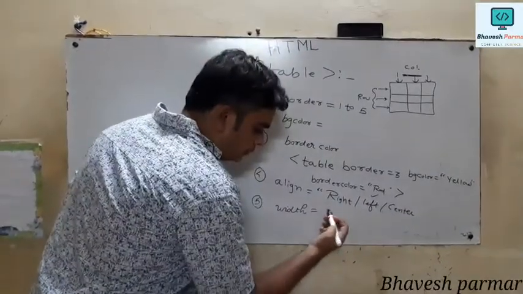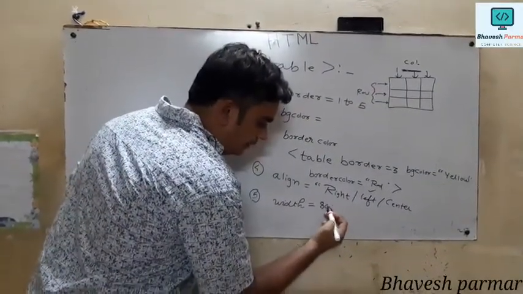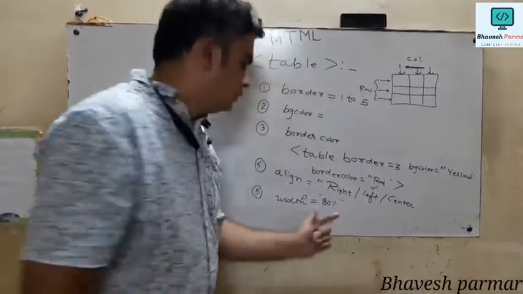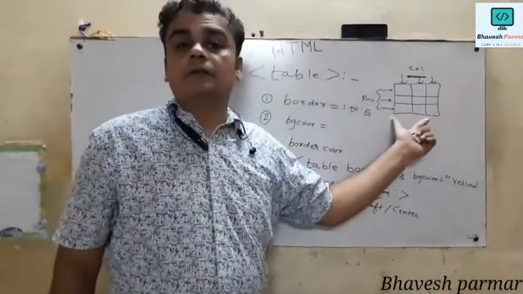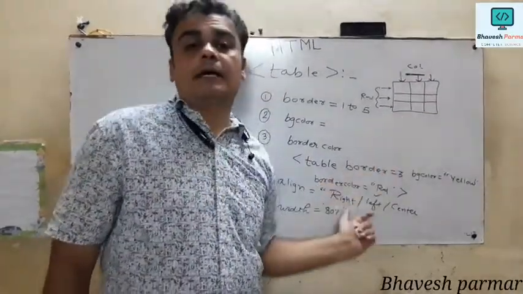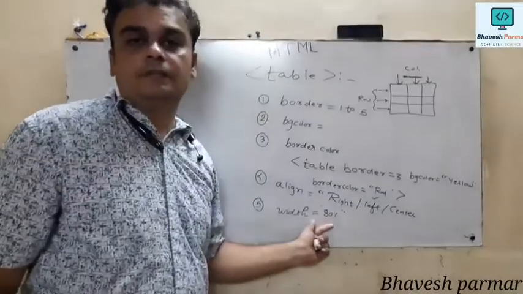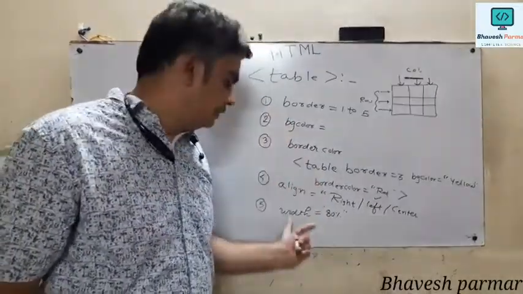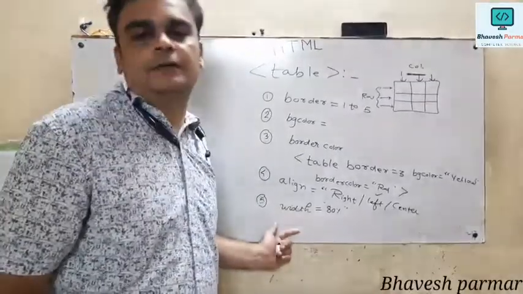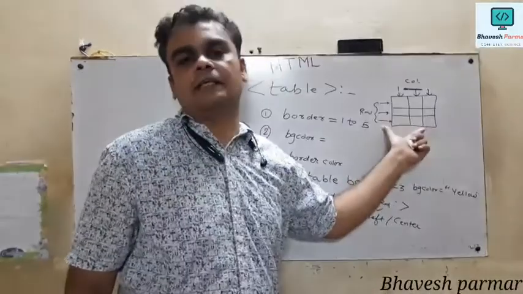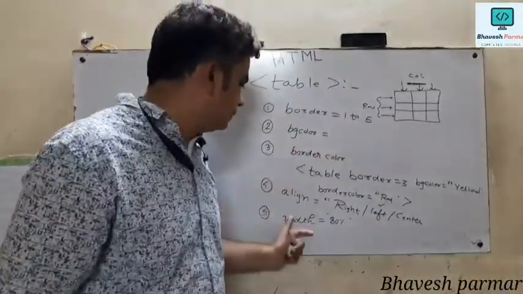Suppose width is equal to 80%. Then what happens? It occupies the maximum space from your screen, and it will show the table occupying 80% of the space, which is automatically calculated by the computer. So if we want, we can use this attribute in our program. Otherwise it will show the normal table on your screen. So these are the basic attributes.